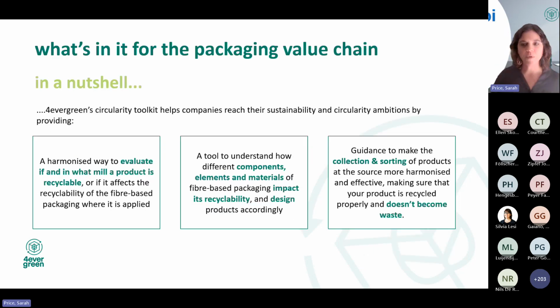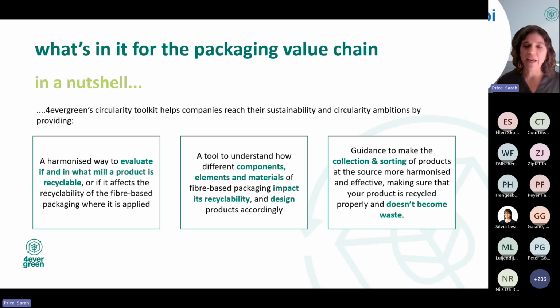And I guess just in summary and in a nutshell, before going into more depth within the webinar today, what's in it for the packaging value chain? How is 4evergreen's deliverables relevant? And really our deliverables form this toolkit, and the toolkit's helping companies, but also the sector as a whole, reach our sustainability and circularity ambitions. Firstly, we're really focused on developing harmonized ways to evaluate if products are recyclable and in which mills they should be recycled in, and to make sure and understand if the products affect the recyclability of fiber-based packaging.